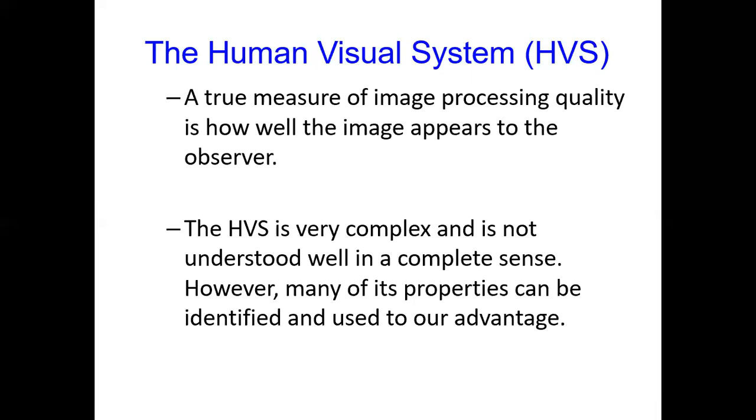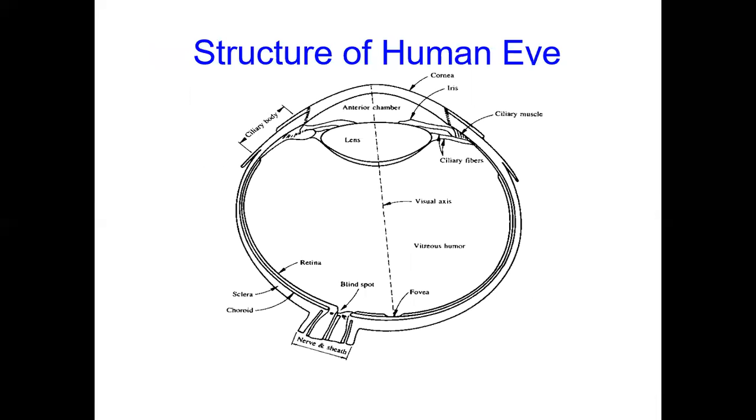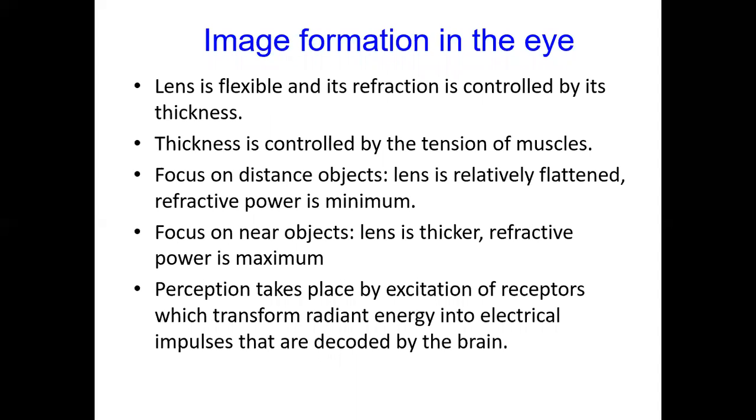The human visual system: a true measure of image processing quality is how well the image appears to the observer. The HVS is very complex and is not understood well in a complete sense. However, many of its properties can be identified and used to our advantage. This is the structure of the human eye. We are going to fix a camera to identify objects, like this human eye. Image formation in the eye: the same concept we are going to recreate in images.